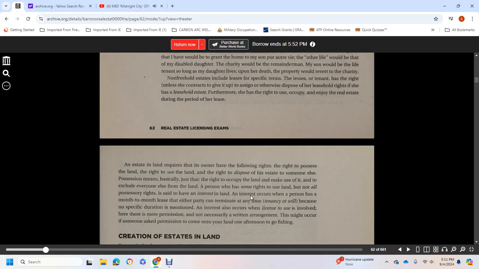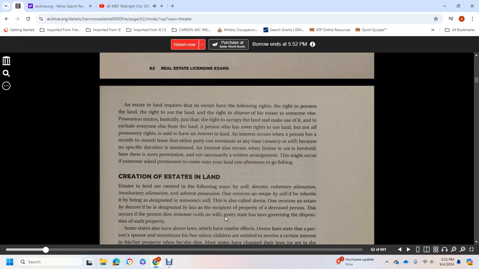Possession means basically just that: the right to occupy the land, make use of it, and exclude everyone else from the land. A person who has some of the rights in the land, but not all the possessory rights, is said to have an interest in the land. An interest occurs when a person has a month-to-month lease that either party can terminate at any time, a tenancy at will, because it has no specific duration. An interest also occurs when a license to use is involved, which is mere permission, not necessarily a written agreement, such as when someone asks permission to come onto your land one afternoon to go fishing.